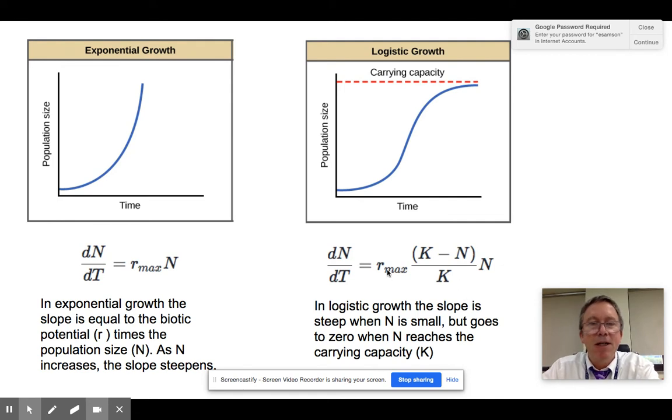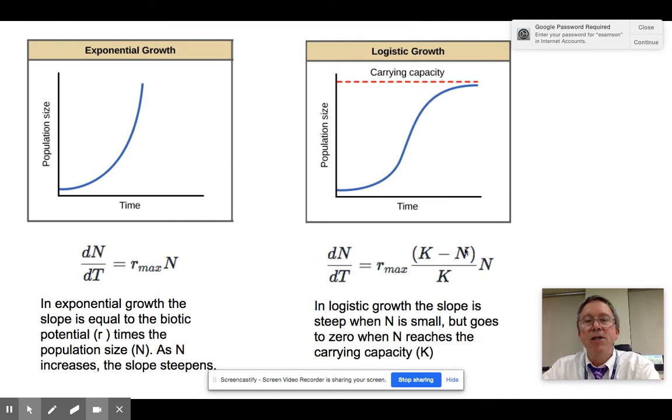So basically, this is still R max times N, but now we've got this thrown in there. K is the carrying capacity. Remember K-selected species? They tend to stay near their carrying capacity. So K, the carrying capacity, minus N over K times basically this. All right, so what is the rate at which you're going to grow?